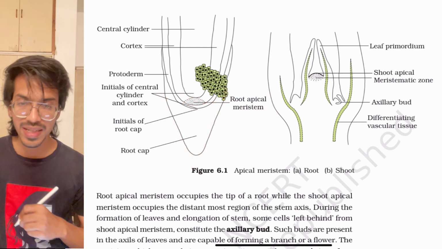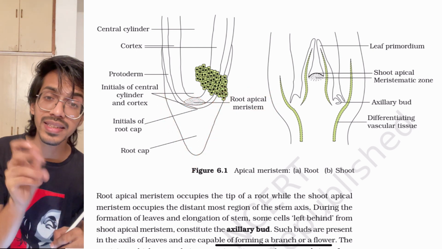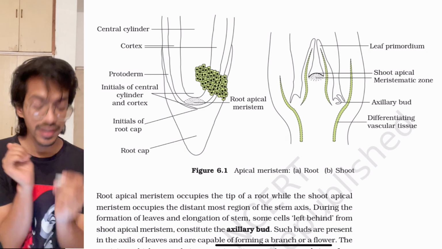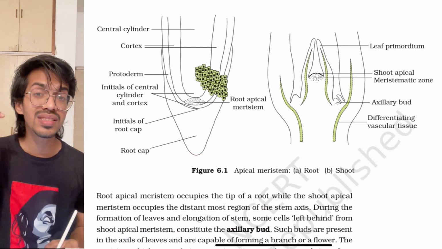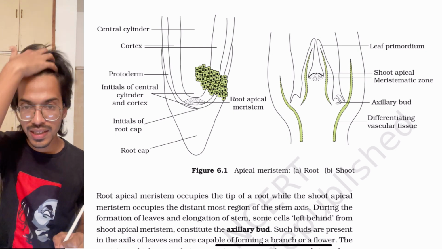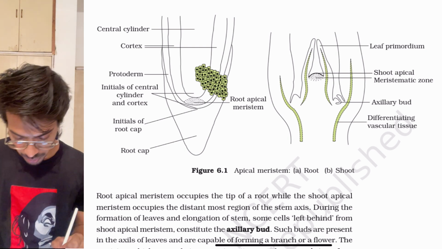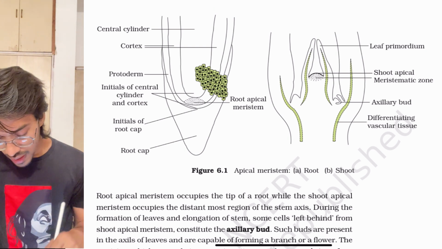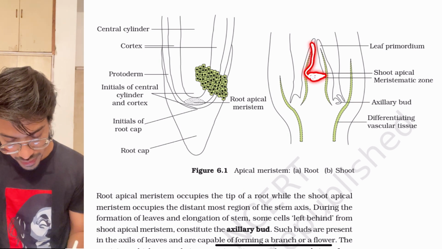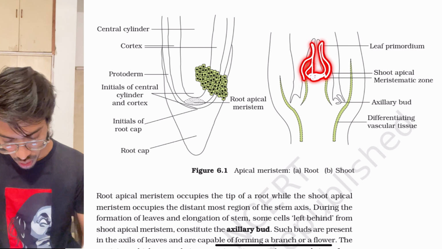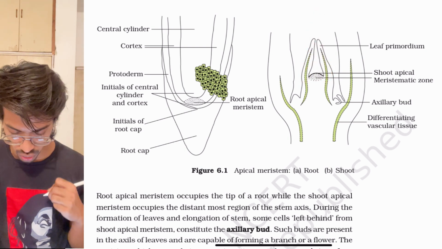root apical meristem present. The NCERT statement says that it is present terminally, but in reality the terminal portion is this, which is covered by the root cap. It should be a subterminal position, okay, a little bit away from the terminal or extreme portion. So this is the root apical meristem. Whereas the shoot apical meristem, they have shown it here. From here the leaves are coming up, or it will keep on growing like this also.